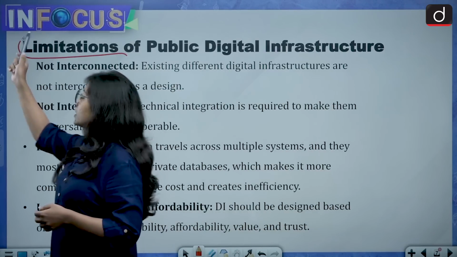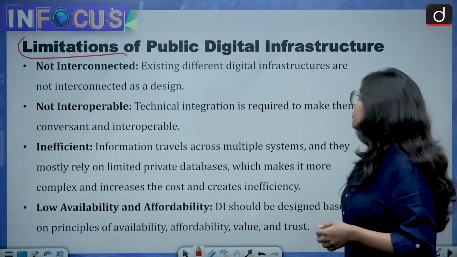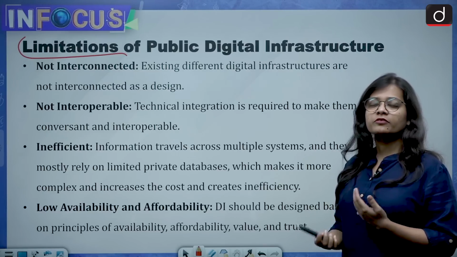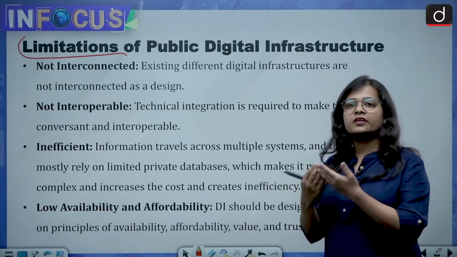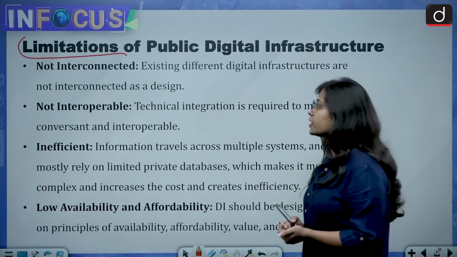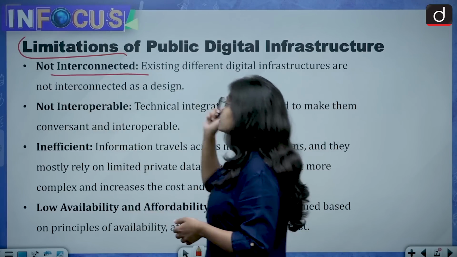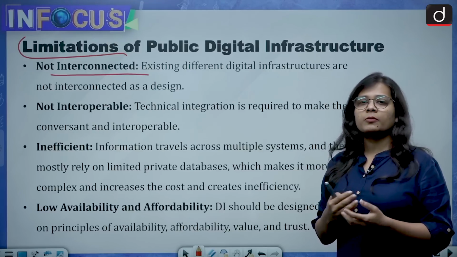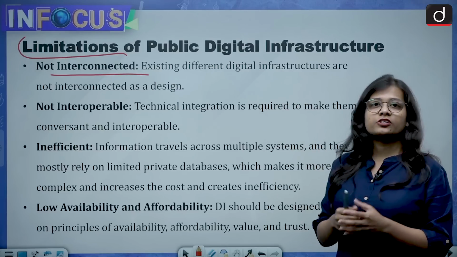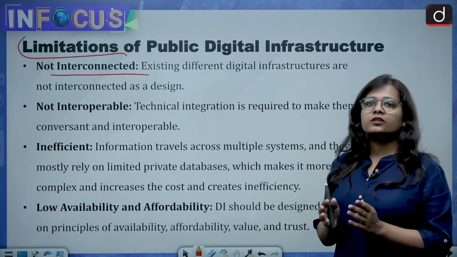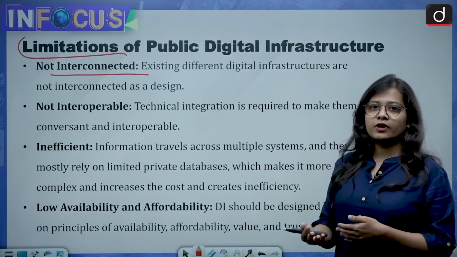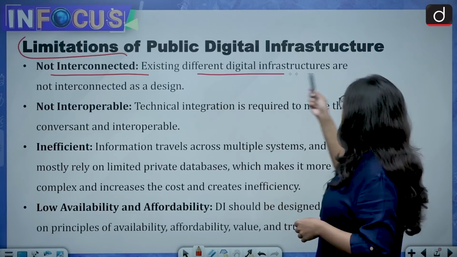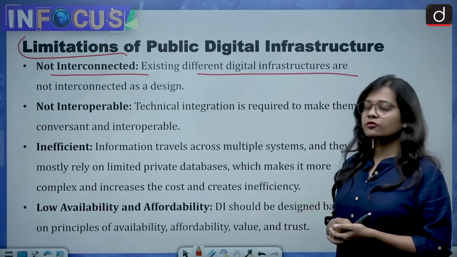Now let's talk about the limitations of digital public infrastructure. What can be the limitations? If there are many positives, it is also possible that negatives will also be there. So in today's time, the biggest limitation is that they are not interconnected. In today's time, the awareness among the people regarding the public digital infrastructure is also very less. People living in rural areas are not very digitally advanced. So people are not very interconnected. So existing different digital infrastructures are not interconnected as of now.